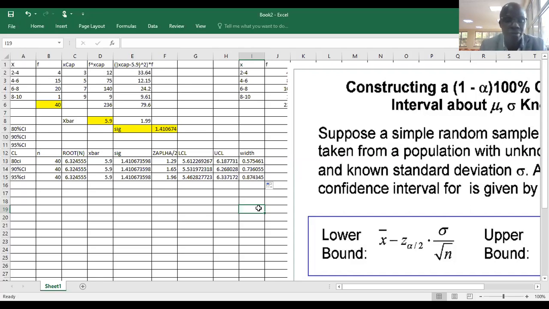It increases. The larger the confidence level, the wider the width of the confidence interval.